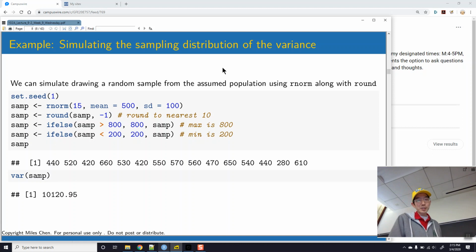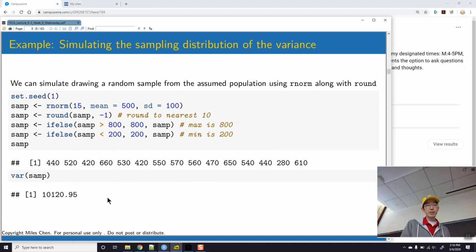So here we can just simulate this thing, right? And this is not totally normal. It's normal, but then I have to do some stuff to it, and it'll still work. Here I generate a sample. I'm assuming my population is normal with a mean 500 and standard deviation 100, and I use rnorm to generate 15 values from there. Then I use round -1 to round to the tens place. And then I run an if-else so that anything bigger than 800 becomes 800, anything smaller than 200 becomes 200. And so here's just a sample of 15 values.